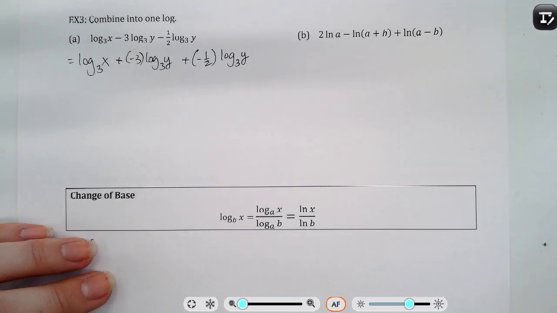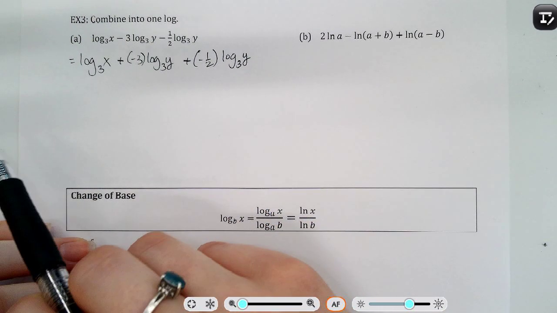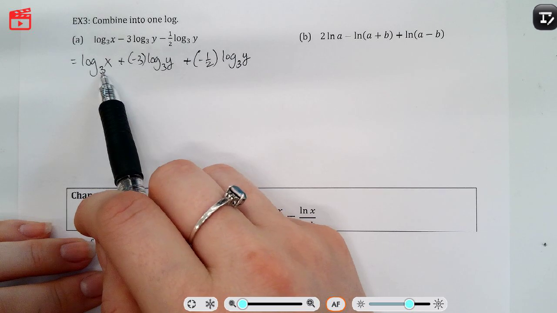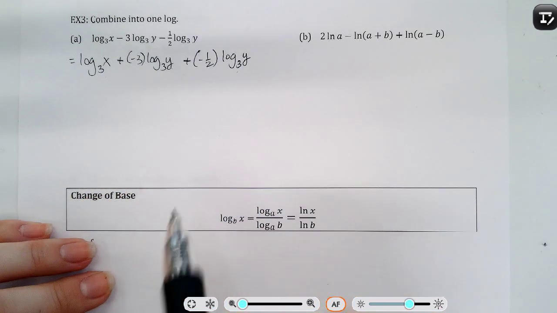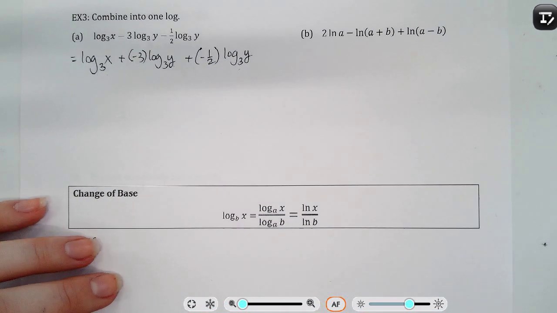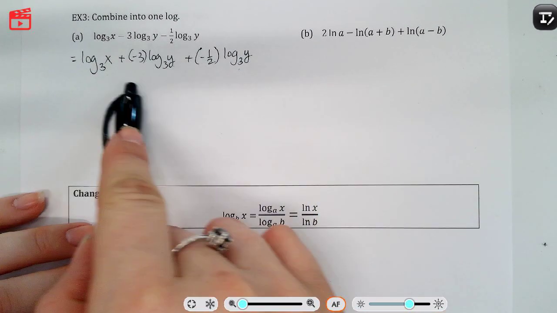And before we do this, I need to check. To do the condensing, they all need to have the same base. Are these all the same base? Yeah, they're all base 3. Okay, good. All right, so I'm going to do the condensing.